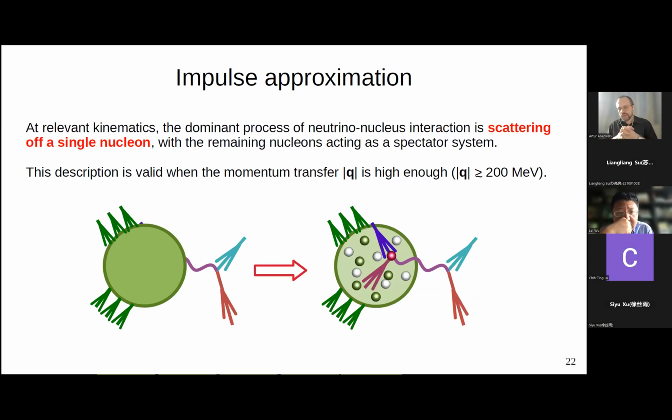The good thing about neutrino cross sections for the long baseline program is that interactions with nucleons happen at the level of individual protons and neutrons, at least predominantly. This picture, called the impulse approximation, is valid when the momentum transfer is high enough, I would say around 200 MeV/c or higher.